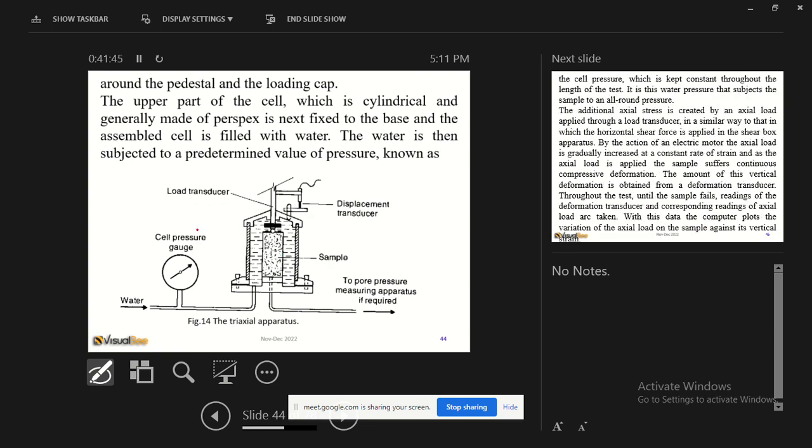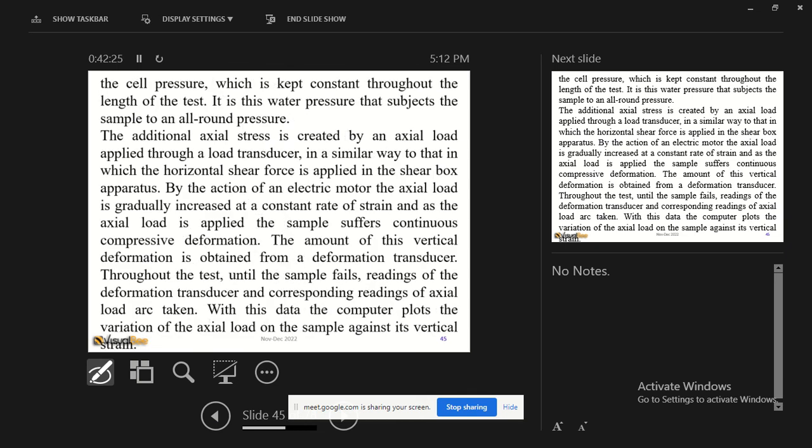During consolidation, remember when you're applying the all-around pressure, the valve is open. During saturation, you apply some little back pressure, and the valve is also open during saturation. Now during the shearing, whether a test is called drained or undrained depends on whether this valve is closed or not. That's all.